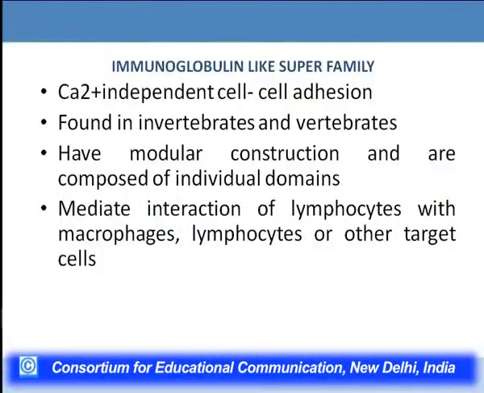Now, this particular family also has a number of modules which are again arranged in various types of domains, and these domains are the ones which interact when there is interaction between one cell type and another cell type. Apart from mediating interaction between the lymphocytes with other cell types like macrophages and lymphocytes, they can target other cells also. That is, lymphocytes have these immunoglobulin like superfamilies, and these lymphocytes can make interaction with other lymphocytes or macrophages, but they can also make interaction with other target cells.